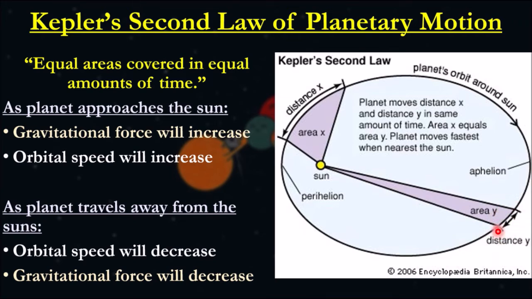And here we get a lower orbital speed because there is a decrease in gravitational acceleration. Okay, now moving to the third law.